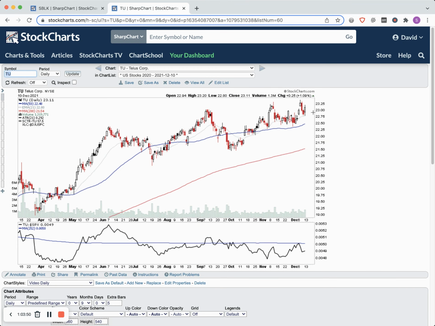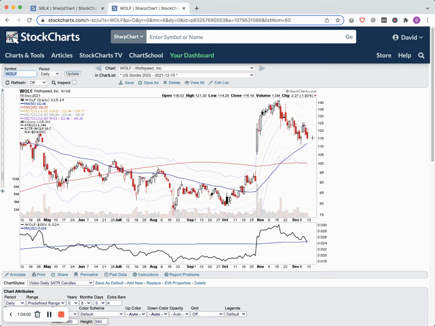TU, you can see we've got some VCP type action going on in this one. So just looking for a straight move to the upside on strong relative volume. So you see the VCP going on in there. And then finally, Wolf, same sort of pattern again, significant bar. You've got a high volume close, which is under at the moment.